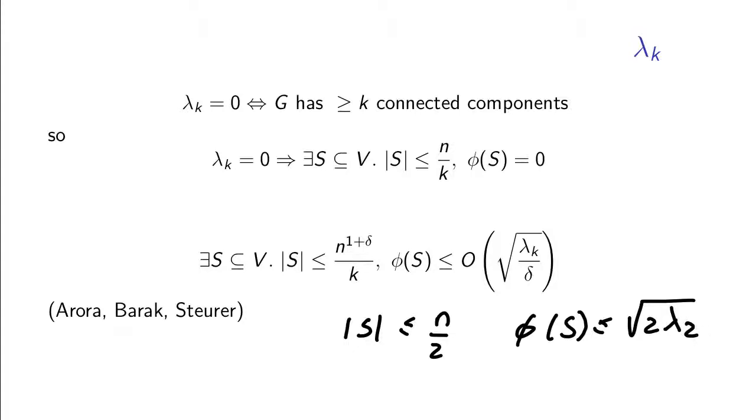So we might be hoping for something similar where the 2 can be replaced by any k. That in general, if lambda k is small, we can find a set of size at most n over k, and whose expansion is at most the square root of some constant times lambda k. This does not quite show this result, but the upper bound on the expansion, if delta is a constant, is within a constant factor of what we get from Cheeger's inequality. The upper bound on the size of the set is quite a bit worse than what we could hope. It's worse by a factor of n to the delta.